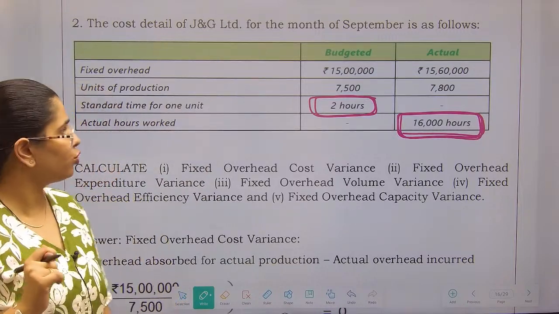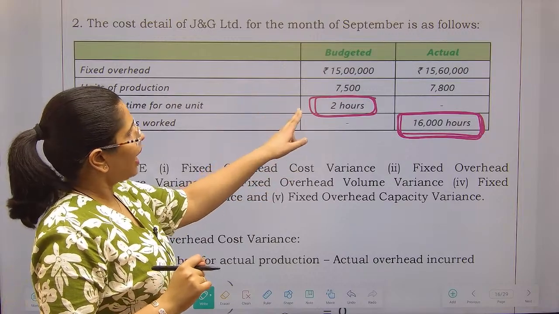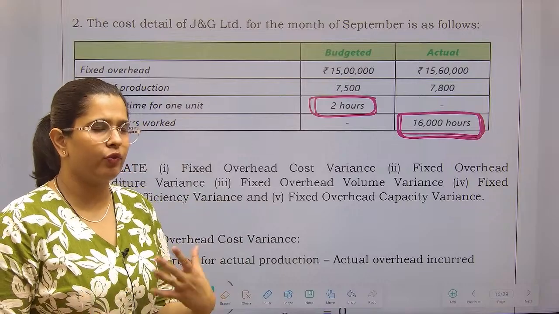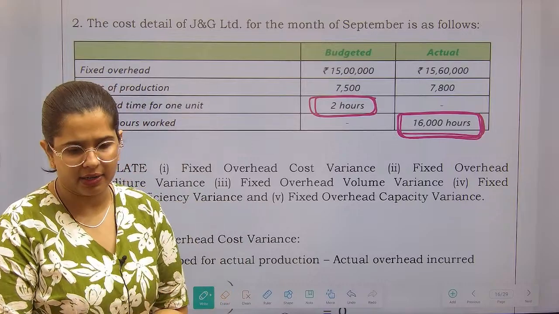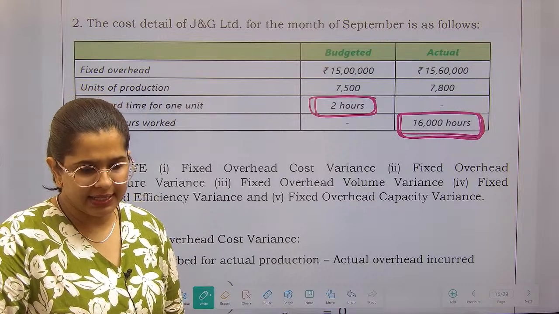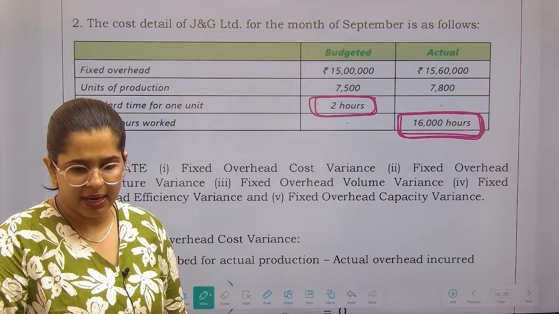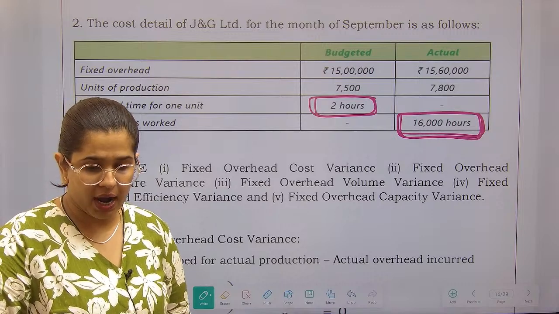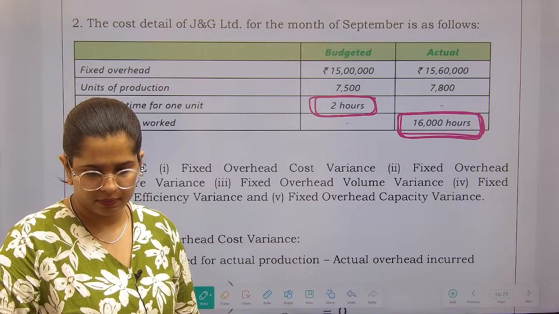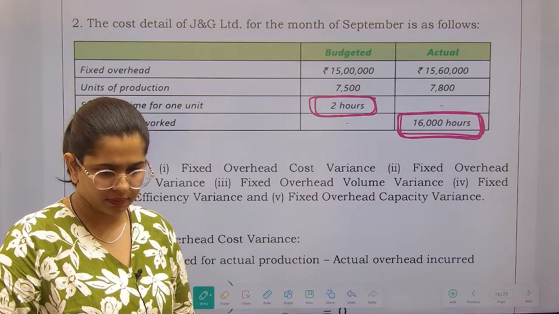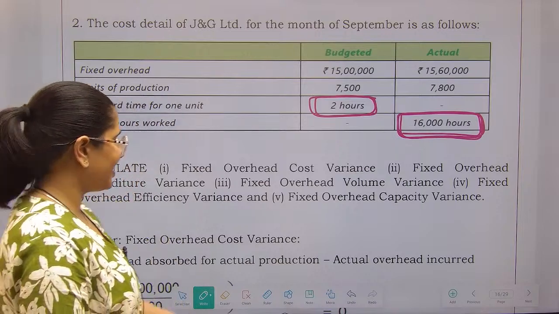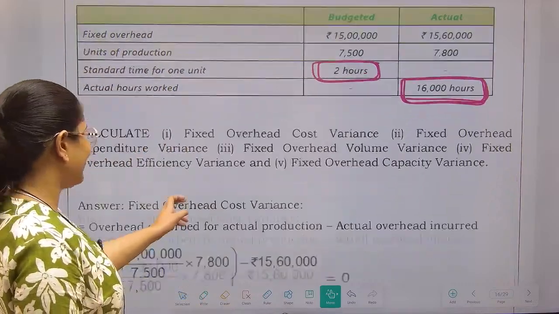Now I would like to ask you one thing. ठीक है? एक चीज मैं आपसे पूछूंगी, अगर मैं 2 hours को 7,500 यूनिट से मल्टीप्लाई करती हूँ, what I'll get? Would I get budgeted hours or standard hours? क्या मिलेगा मुझे, budgeted hours या standard hours? If I multiply 7,500 units with 2 hours, what will I be getting? Tell me. Anyways, आंसर पता नहीं मिलेगा कि नहीं मिलेगा, but let's see this.